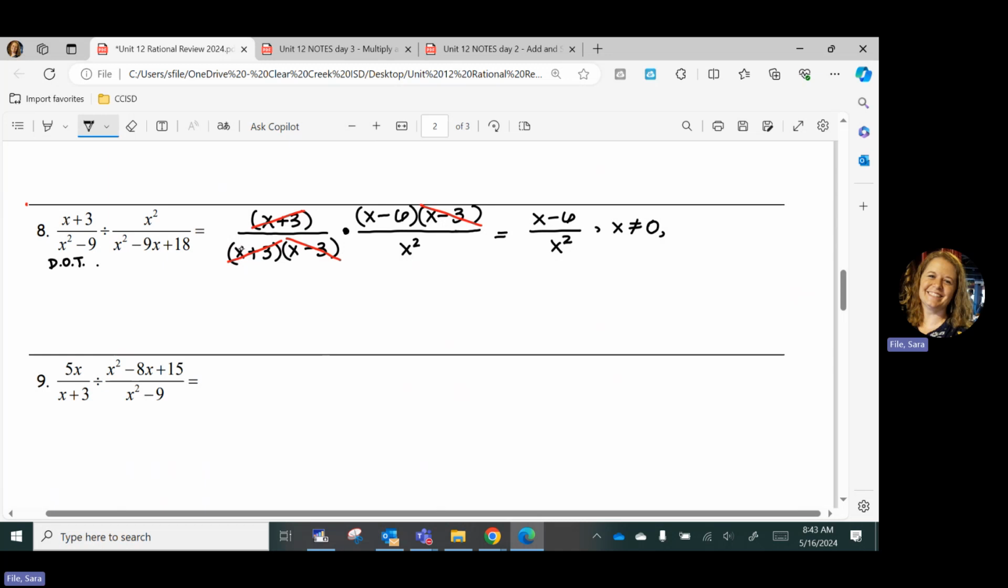What could I plug in here to make this expression 0? What could I plug in to x plus 3 to make it 0? Well, I'm not plugging in an x, I'm replacing x, but yes, with a -3. -3 plus 3 would be 0. So -3 is a restriction.